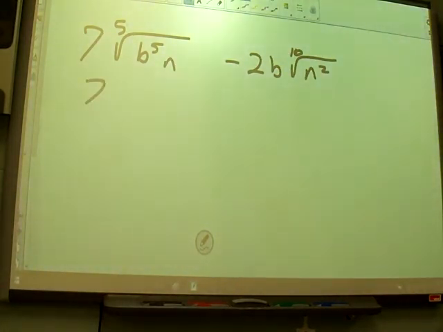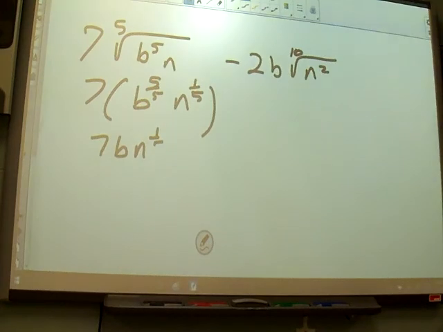So I've got 7 times b to the power over root times n to the power over root. Okay, all I did was rewrite that using yesterday's stuff, power over root. Now, on my b, 5 over 5 is 1, right? So I just got 7b with an n to the 1/5. Okay? So, say that again.